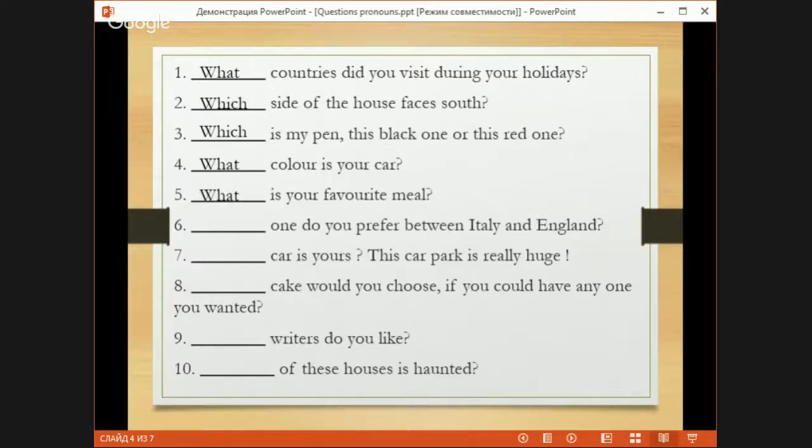So what is your favorite meal? More general question. Which one do you prefer between Italy and England? Which car is yours? We are looking at different cars in front of us. This car park is really huge. What cake would you choose if you could have any you wanted? Again, wide range of choice. What writers do you like? And which of these houses is haunted? Haunted, that means full of ghosts or some mysterious things.